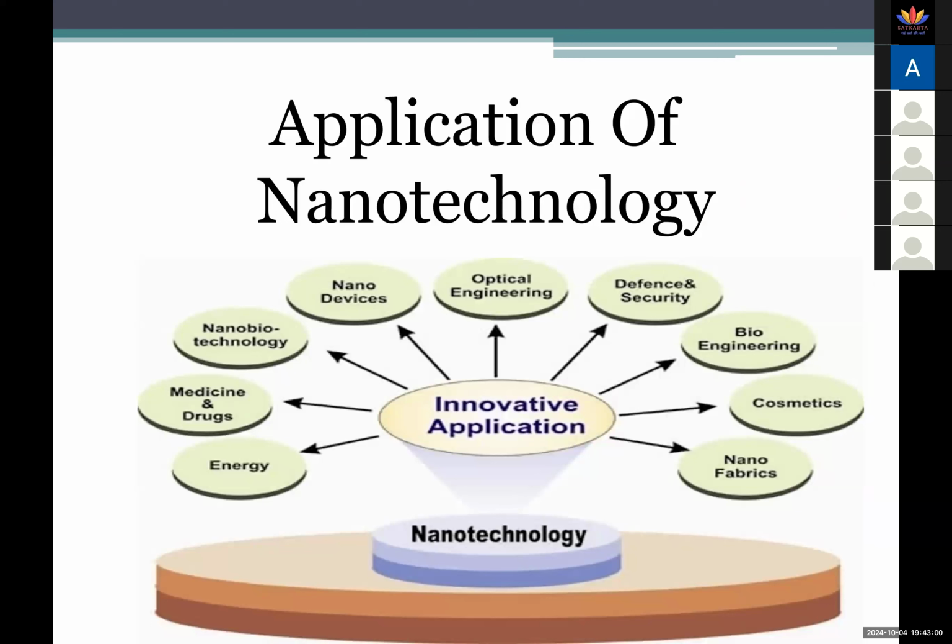Okay, what are the applications then? Applications are numerous. You see optical engineering, defense, security, bioengineering, cosmetics, fabrics. So nanotechnology has got numerous applications. So future is small. People call it as future is small. Small is what, nano. So that's why our future applications are all the tremendous or fascinating new applications. They are all because of nanotechnology. Most of them are because of nanotechnology. You take any field, you pick any field, nanotechnology has got application there.